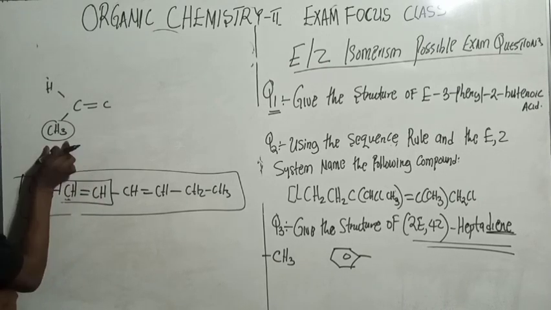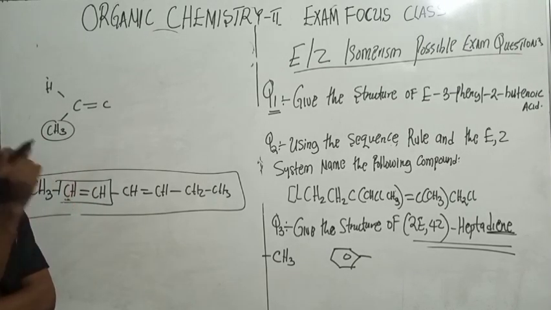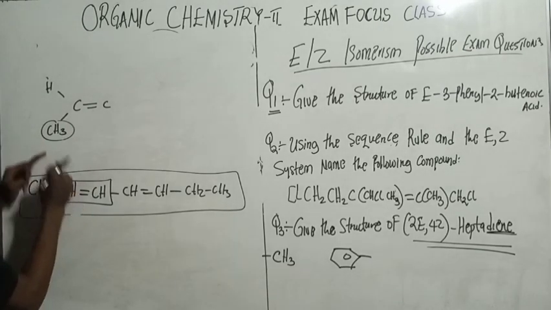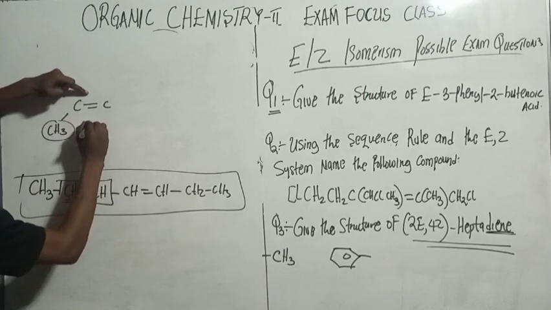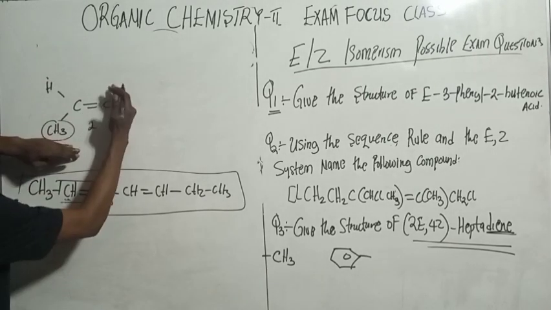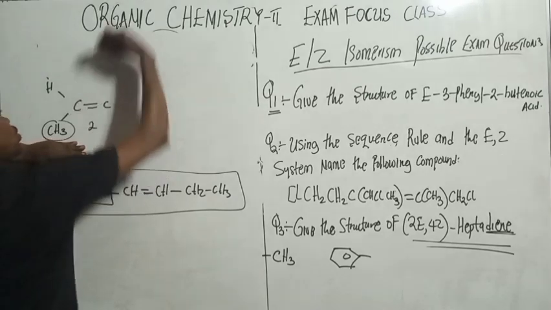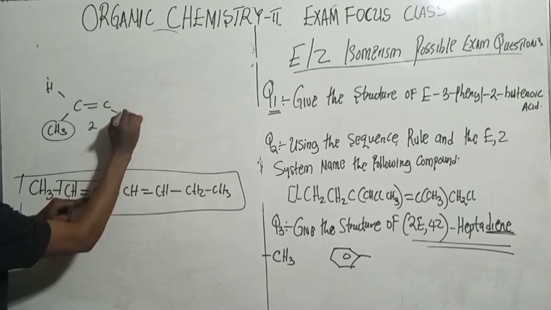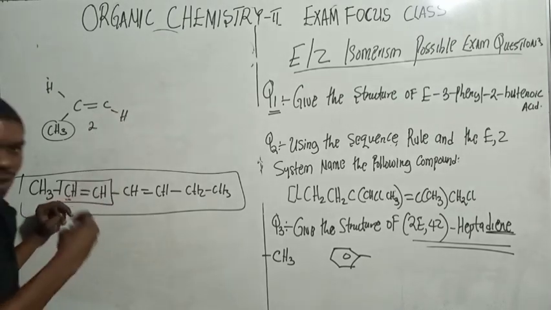Right? This guy has the highest priority. That's what you want to take note of. Because I'm talking about position two here, following close here, anything that is coming to this side, the high priority should be on the opposite side. Now, this guy has a hydrogen, right? Remember, hydrogen is always least.